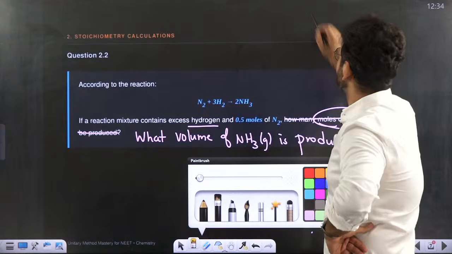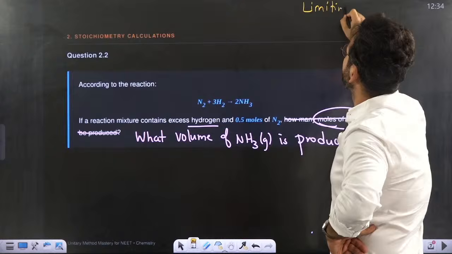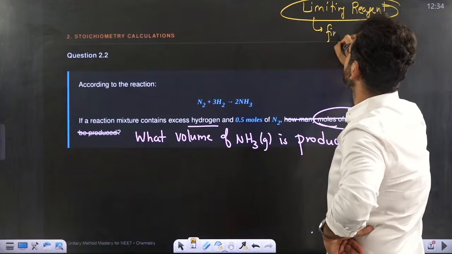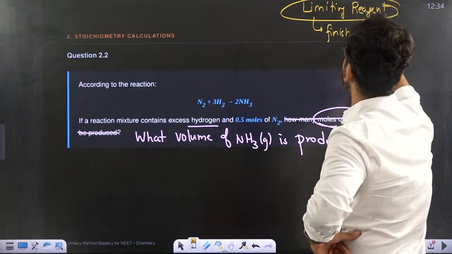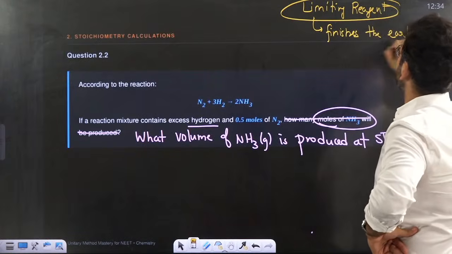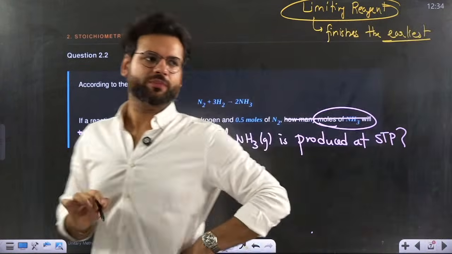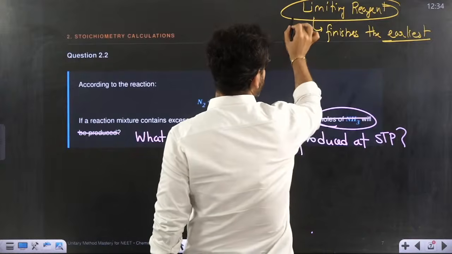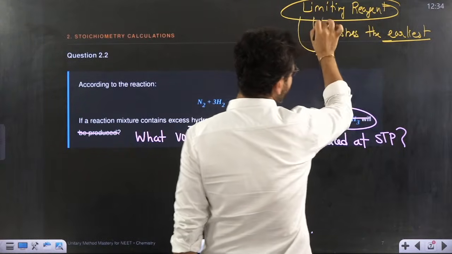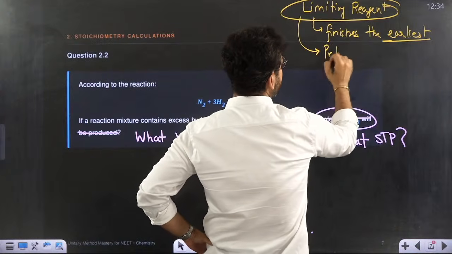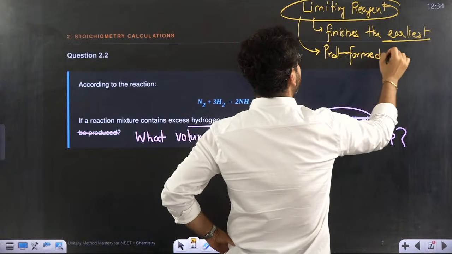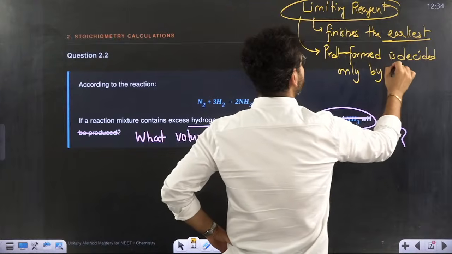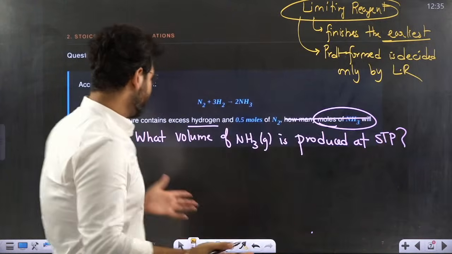If not, you see here, the limiting reagent is the one that finishes the earliest. Like, for example, every product will be decided by the limiting reagent. The product formed is decided only by the limiting reagent. Very simple example.